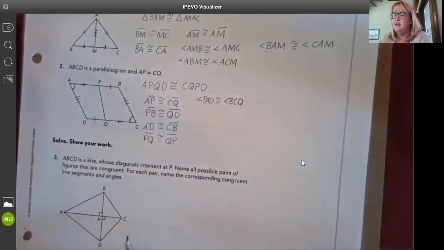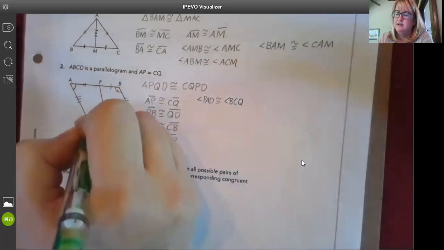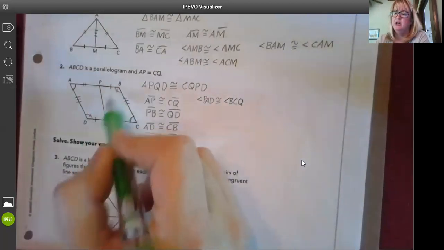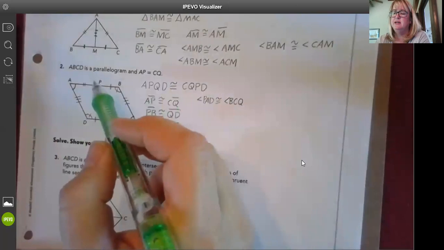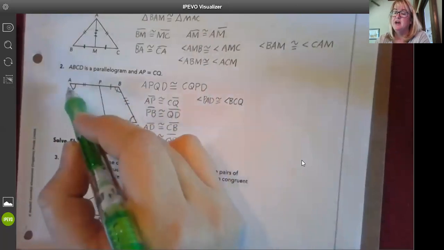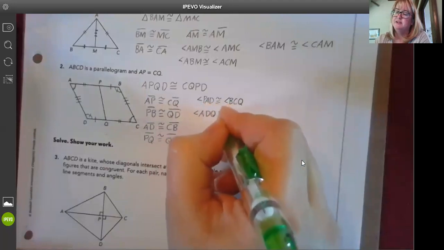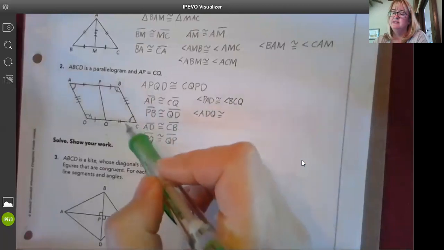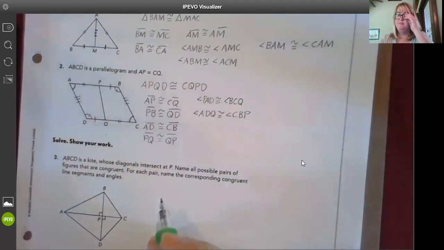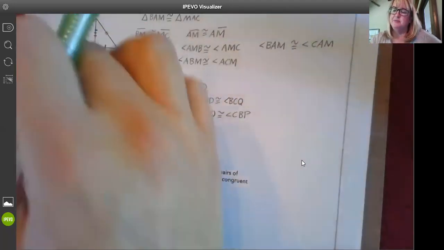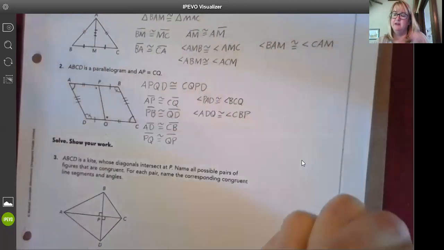Okay. Then we've got this one here. I don't know how to differentiate. B and D are congruent. So we need to write those. So we've got ADQ is congruent to CBP. Okay. Now, if I were to turn this around, this angle here and this angle here, they would be congruent.